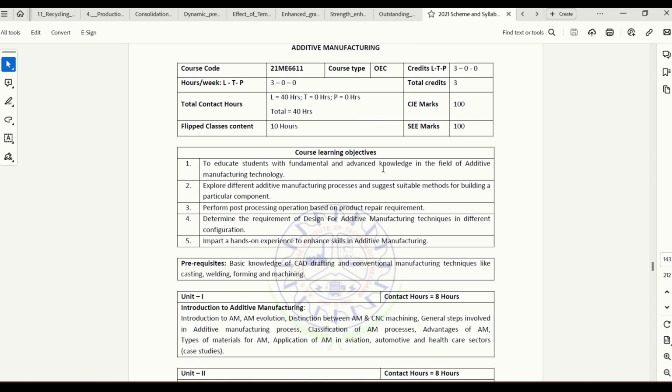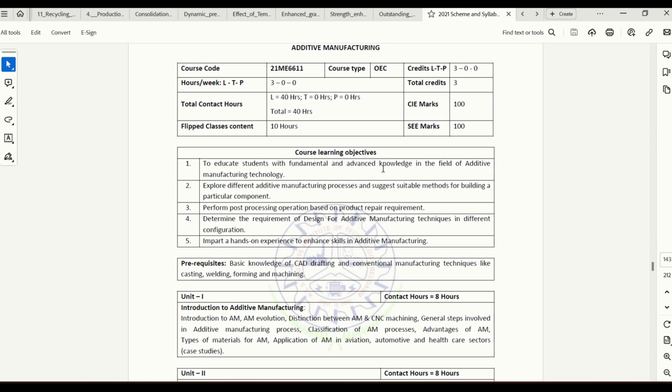We'll be discussing the post-processing operations which are related to 3D printing. Then we'll be explaining a new concept called design for additive manufacturing, which is becoming quite famous in industries nowadays. Finally, we will also impart hands-on training related to the 3D printers which are available at our college.